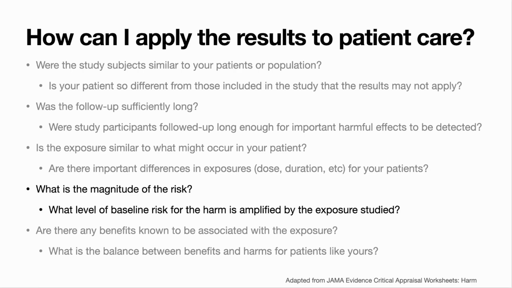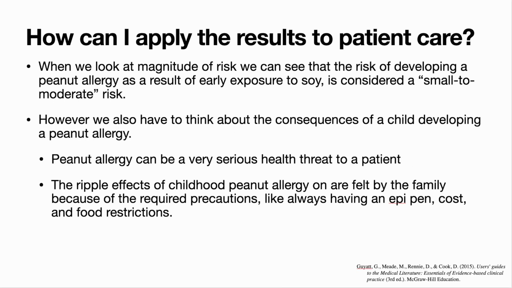What is the magnitude of the risk? What level of baseline risk for the harm is amplified by the exposure studied? When we look at the magnitude of risk, we can see that the risk of developing a peanut allergy as a result of early exposure to soy is actually considered a small to moderate risk. However, we also have to think about the consequences of a child developing a peanut allergy. Peanut allergy can be a really serious health threat to a patient, and the ripple effects of childhood peanut allergy are felt by the family because of the required precautions, like always having an EpiPen, cost, and food restrictions.